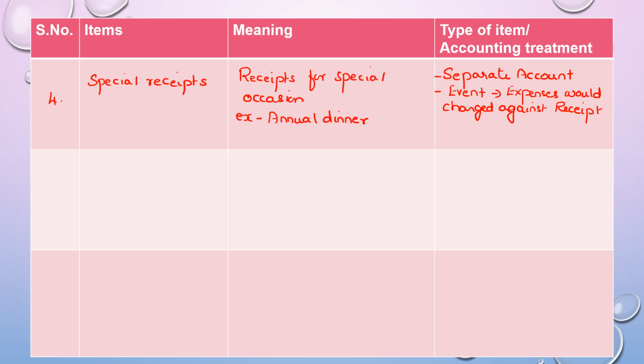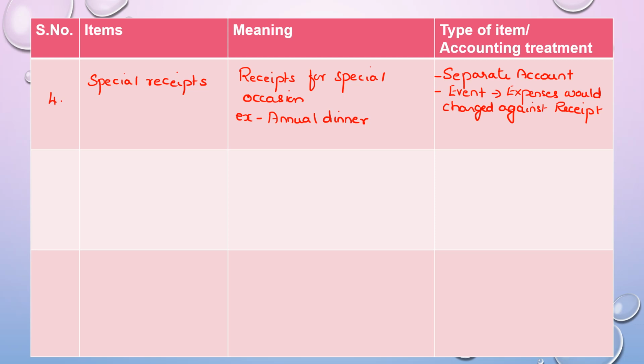Which means if the receipt was 1 lakh and the expenditure was about 90,000, then 10,000 is a surplus after organizing this particular annual dinner. So that would come on the credit side because the receipt was more. Or alternatively, if they had collected 1 lakh but 1 lakh 2,000 was the expenditure, so they had to spend 2,000 more than what they collected, then the 2,000 is to be debited to the income and expenditure account.